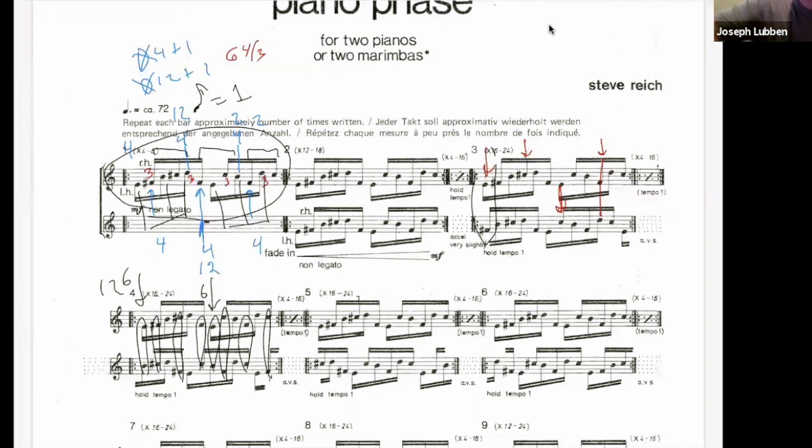But the other thing I wanted us to talk about was what happens in between when we're getting from one phase to the next, and we're going through the phase shifting. And as you'll see, in terms of the performance description right there, piano one holds steady and piano two moves ever so slightly faster.